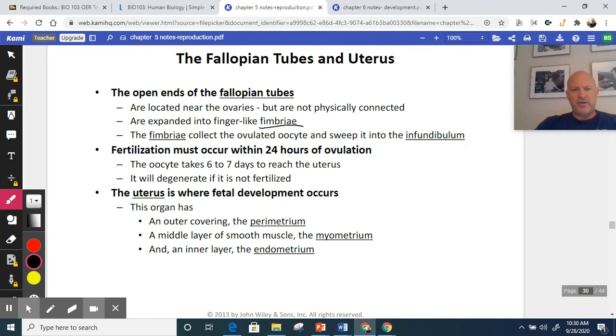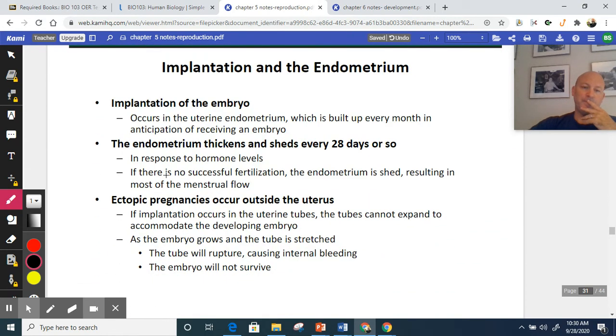All right, so the outer layer of the uterus is the perimetrium. Inside of that is that thick muscular layer called the myometrium. And then the internal layer, the site of attachment, is called the endometrium. It's that endometrial layer that is built up every month in anticipation of becoming pregnant, right? So it thickens and sheds every 28 days, and this is controlled by hormones, specifically estrogen and progesterone. So if there is no fertilization, then the endometrial layer is shed, and the result is menstruation.